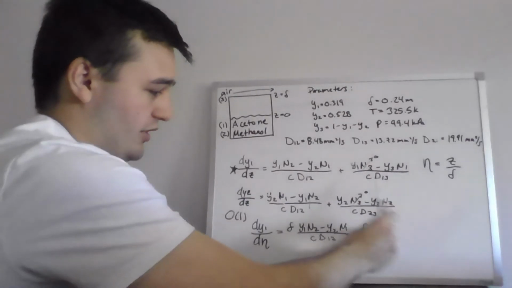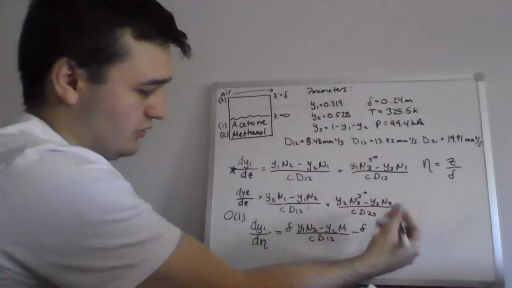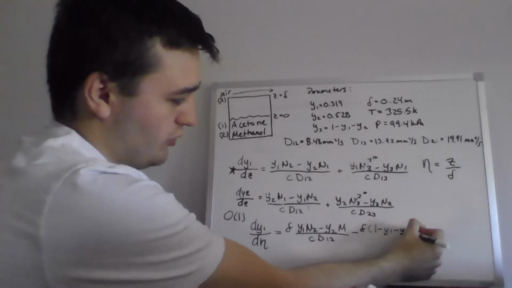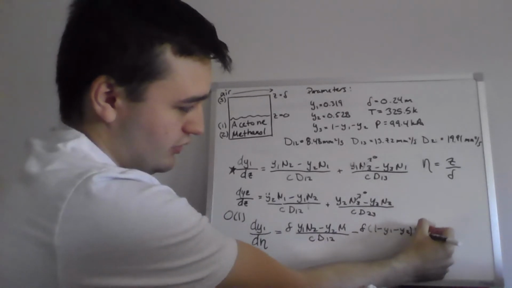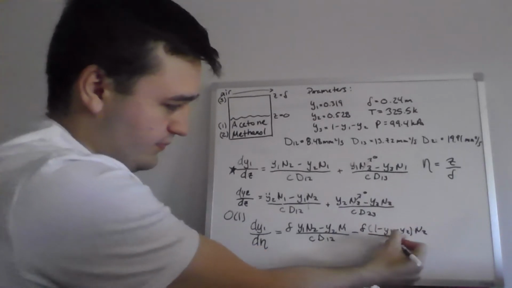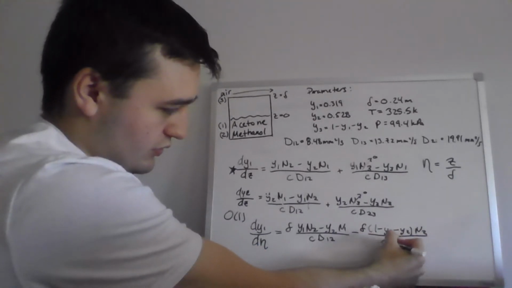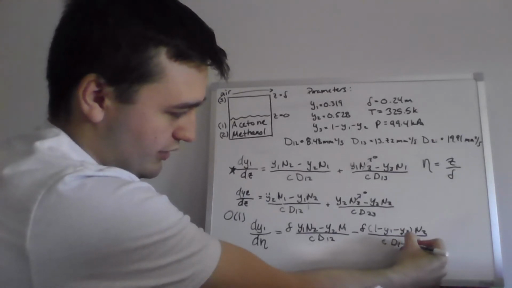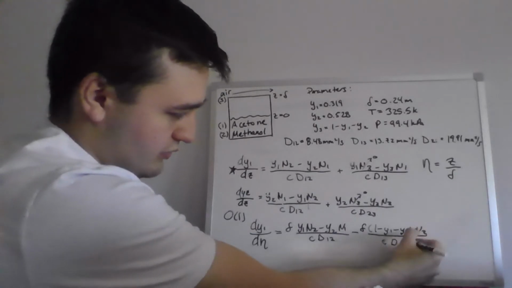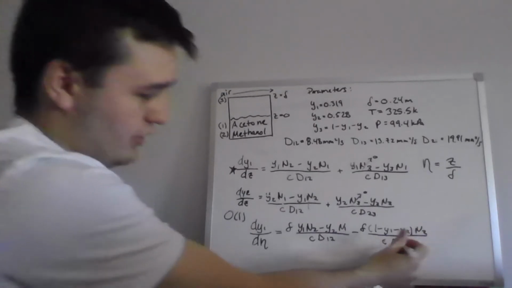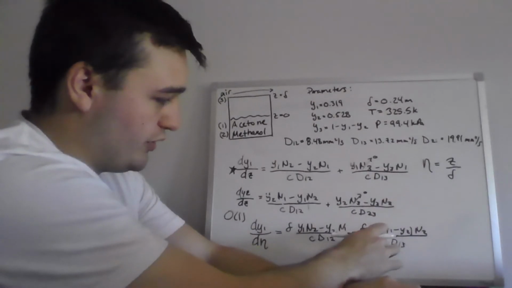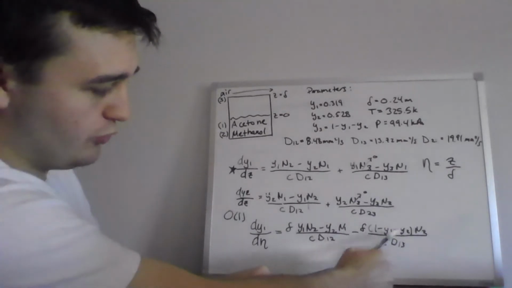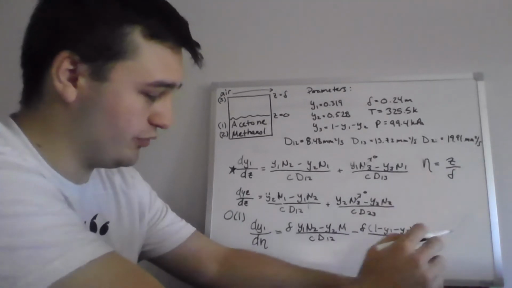Actually, we can rewrite the mole fraction of 3 to be 1 minus the sum of the other two components. So we got rid of the molar flux of 3 as well as the mole fraction of 3. So now we only have mole fractions of 1 and 2 and the molar flux of 1 and 2.